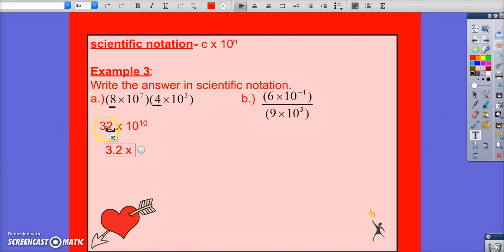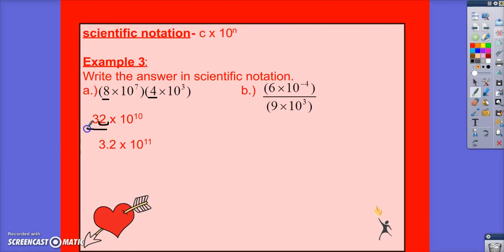And that makes this, if you go to the left, this number goes up. So 10 to the 11th now. So we moved to the left, we add a digit. If we go to the right, we subtract a digit.